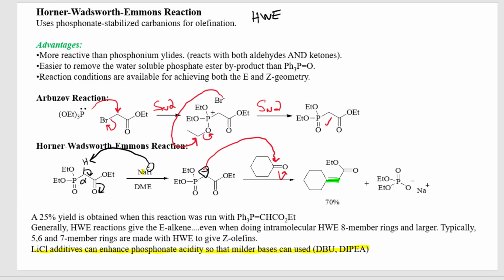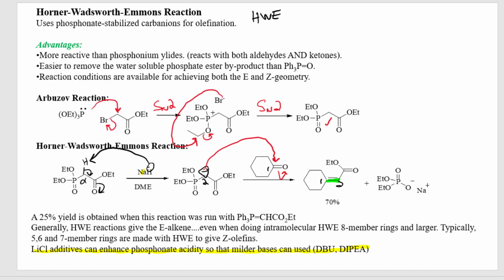If I were to number the atoms, you could say this is carbon 1, and carbon 2 is the alpha carbon, and we lose that phosphonate salt, that phosphate ester salt, in the water layer. And these are generated in pretty good yields. They're generally going to give you an E alkene, which is trans, even when doing an intramolecular Horner-Wadsworth-Emmons.